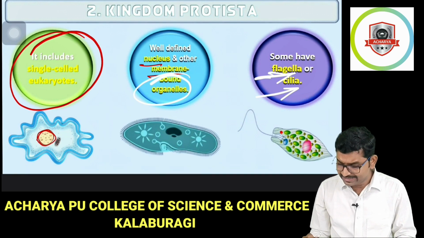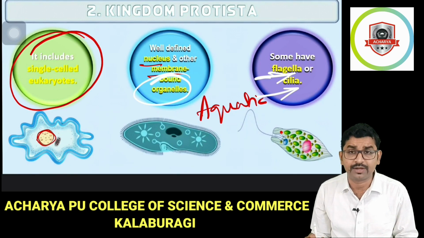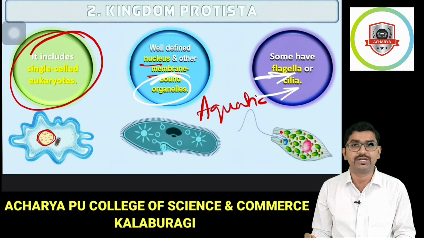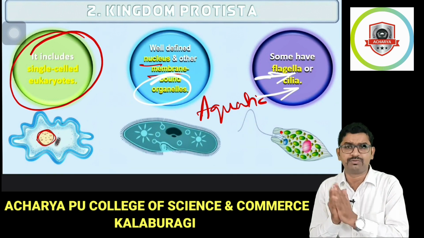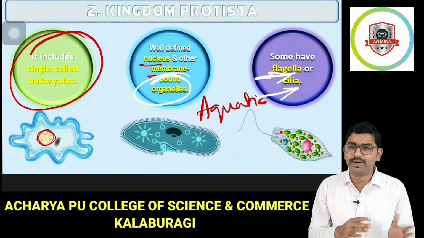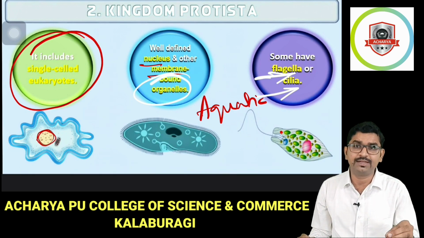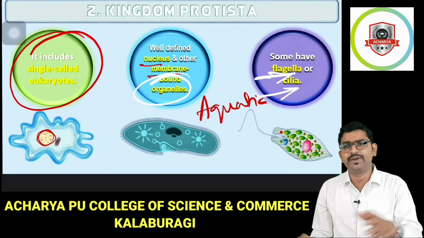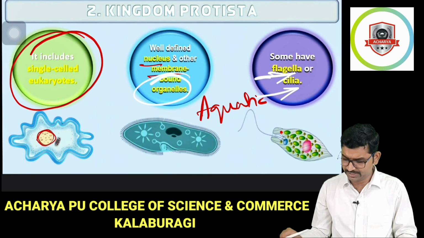Most of these organisms are primarily aquatic. Aquatic means found in water, let it be marine or freshwater. Marine water means found in the oceans, and freshwater habitat means those found in lakes and rivers. All right, that's what is about kingdom Protista.